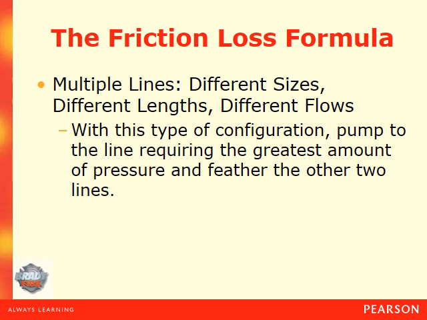So now we're looking at multiple lines with different sizes, different lengths, and different flows. With this type of configuration, you're going to have to pump to the line requiring the greatest amount of pressure and back the other 2 down. However, we're still going to have to figure the friction loss on each line to determine what our correct highest pressure is going to be.